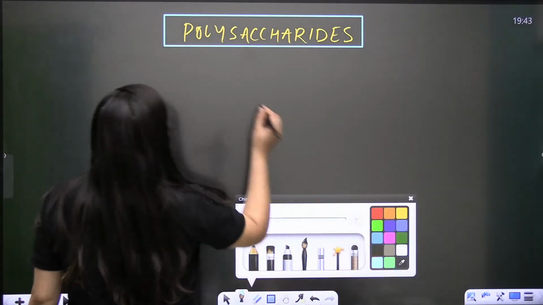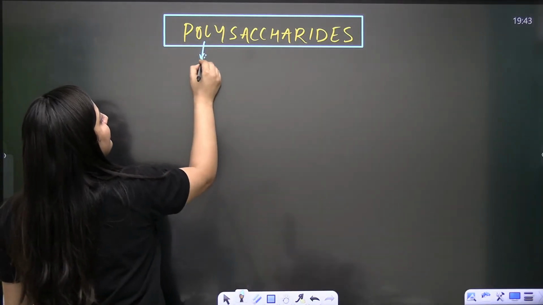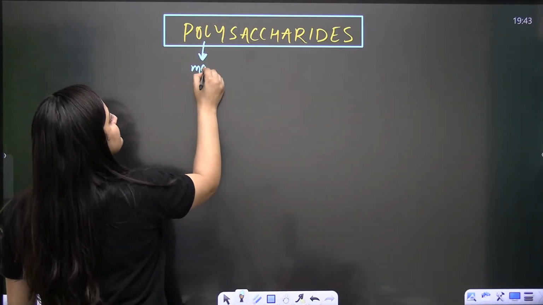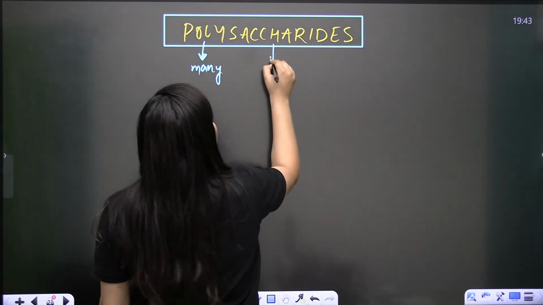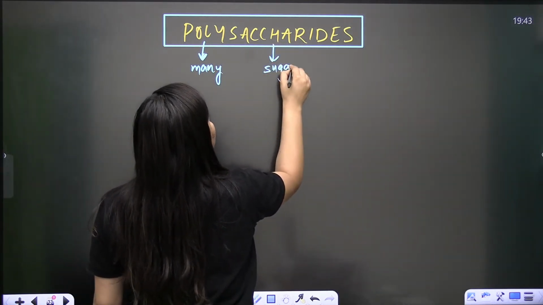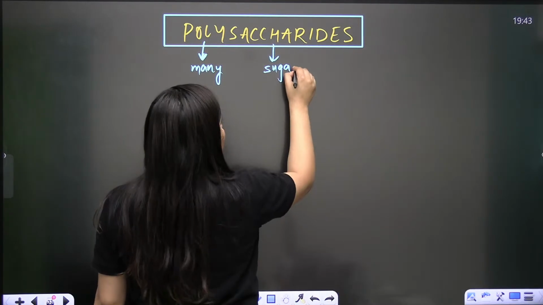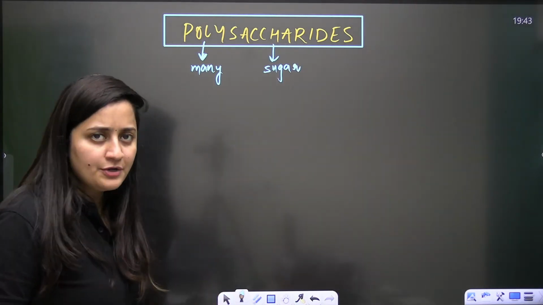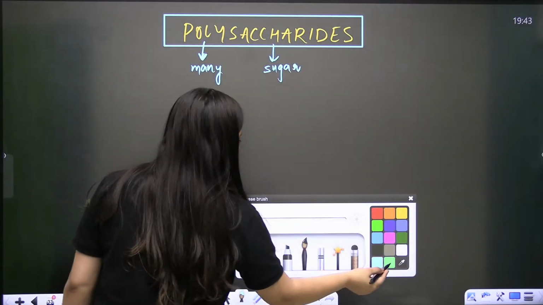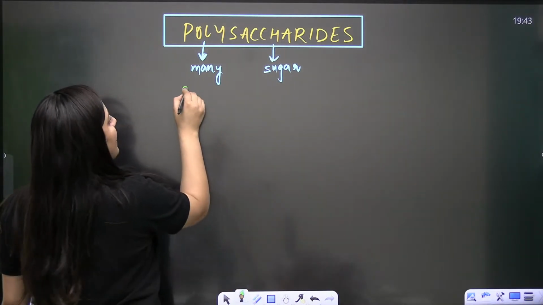Okay. So it's very easy. Poly means many, isn't it? Poly means many. Saccharides means sugar. So here you will see there will be many monomers together that are going to form the polysaccharide. So obviously above 10, right? It should be above 10.